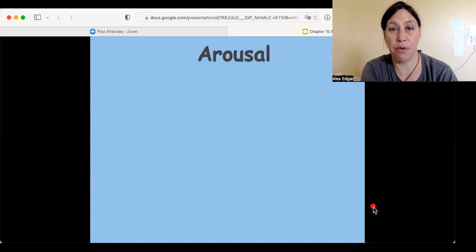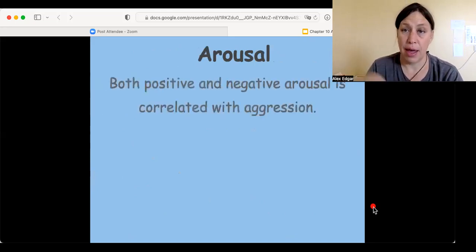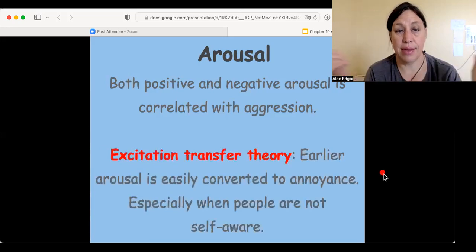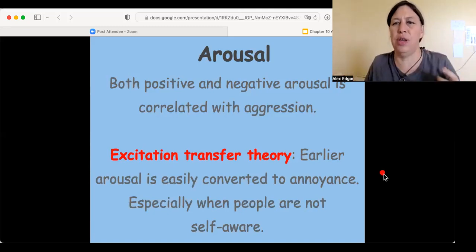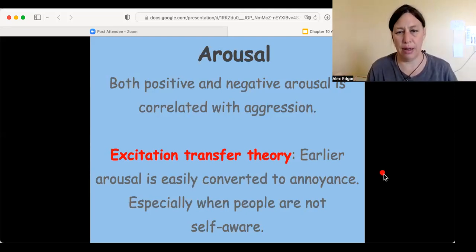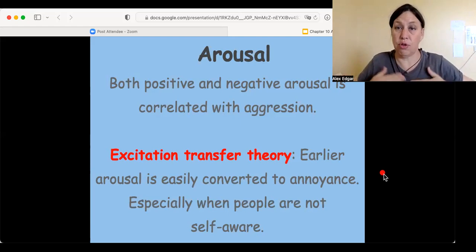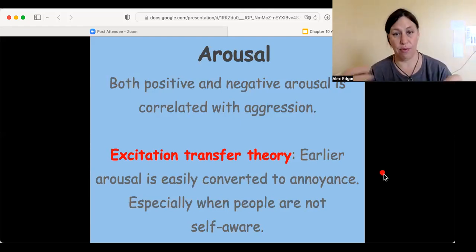Okay, let's look at arousal. Arousal is any state of physiological excitement, both positive and negative, and is strongly correlated with aggression. Excitation transfer theory. Okay, so once you're aroused, it's easy to turn that extra energy and adrenaline into annoyance and then into aggression and violence. You get a fright and then someone annoys you and you bite their head off, even when they're trying to help you.